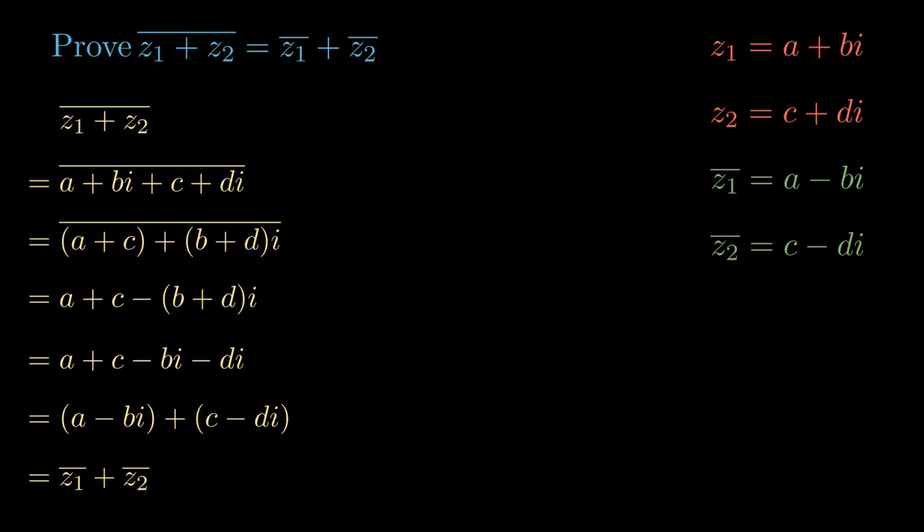So as you can see, the proof is actually not that hard, and it mostly involves using the definitions of the complex number and the complex conjugate, and just doing some algebra and rearrangement of terms.